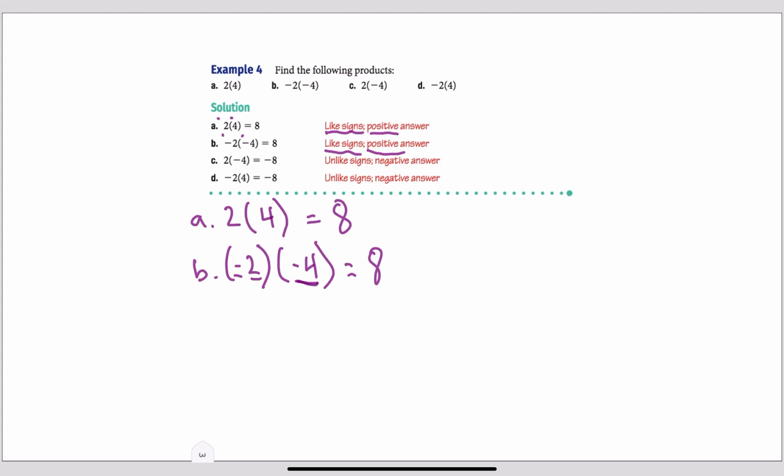Now, what happens when we have one sign of each? One's positive and one's negative. What happens there in multiplication? Let's have a look.